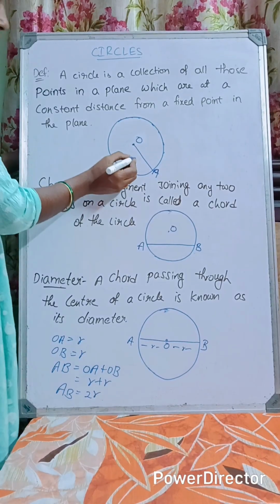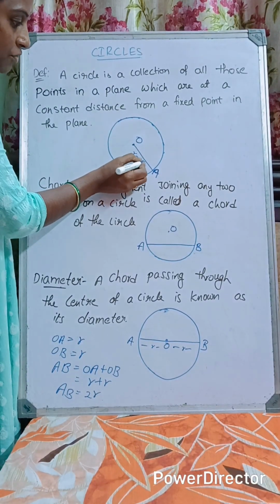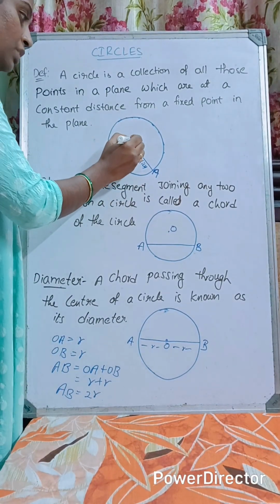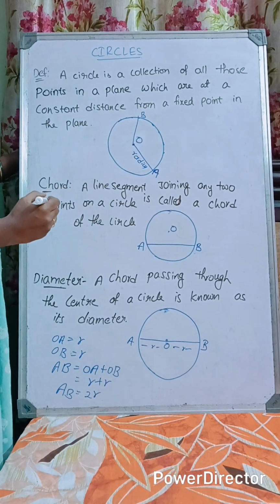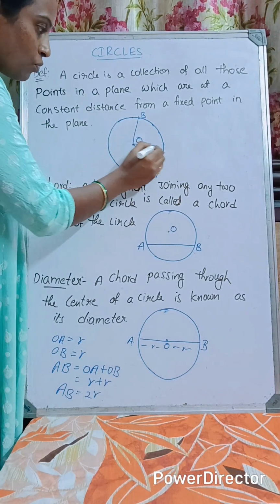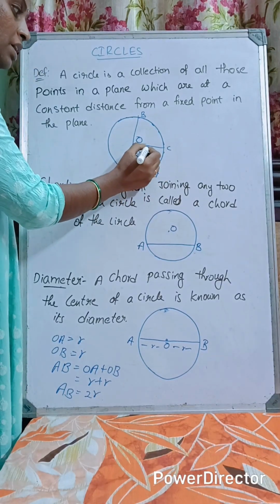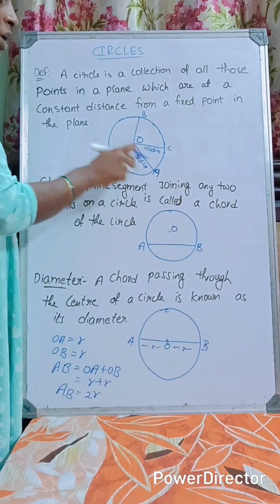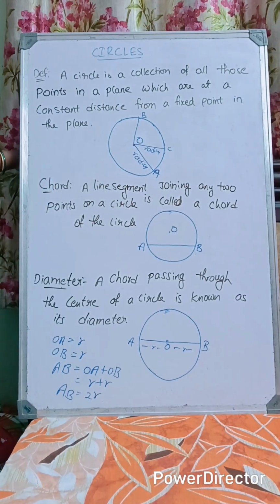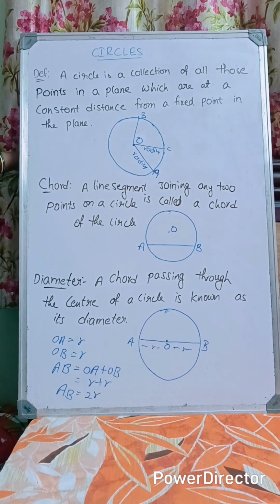Then here OA is nothing but the radius of the circle. Now we can draw one more line joining O to B. Even OB is the radius of the circle. If I join O to C, it is also the radius of the circle. So from the fixed point to any point on the circle, if we join, that will be called the radius of the circle. Now let's go on to the next definition.